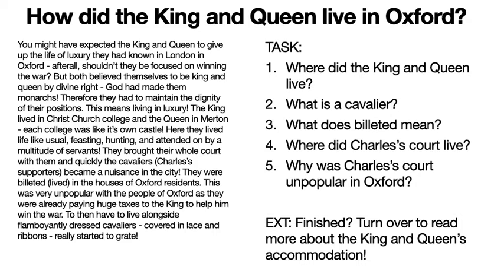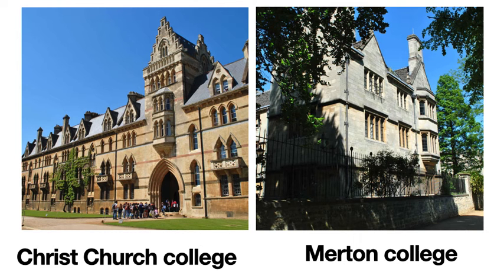But what do we know about this king? He believed himself to have been appointed by God. So he was really keen to maintain all his dignity as king. And this includes a level of luxury. So whilst the king lived in Christ Church, the Queen lived in Merton College, which you can see here.